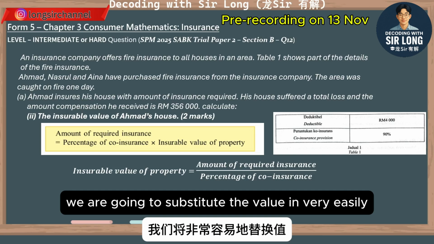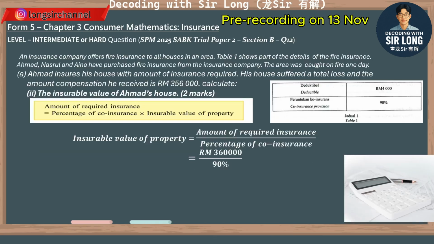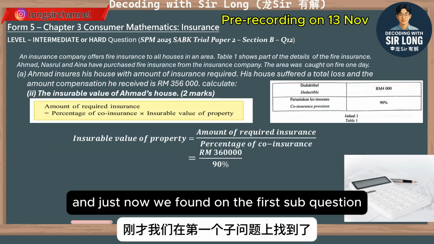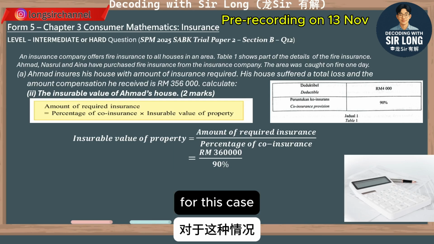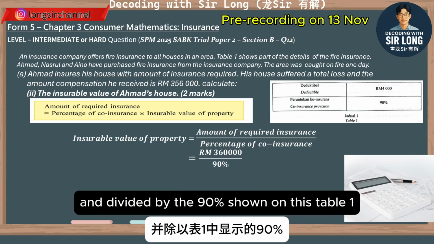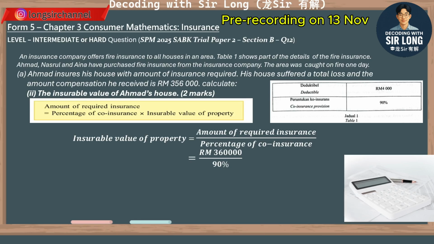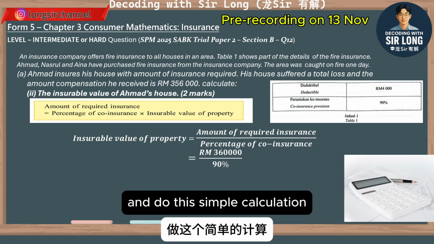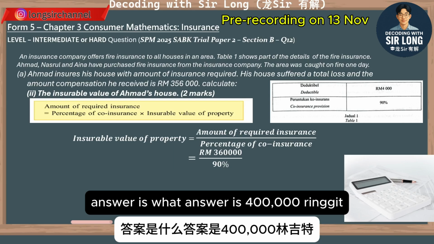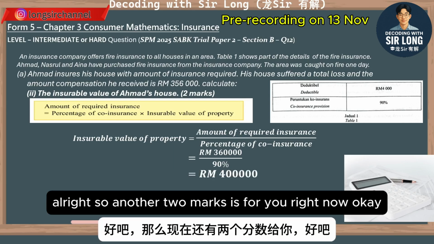Okay, then we are going to substitute the value in very easily. And just now we found in the first sub-question, the answer is 360,000 ringgit, right? And this is the amount of required insurance for this case, and divided by the 90% shown on this Table 1. And then please take out your calculator again and do this simple calculation. Answer is what? Answer is 400,000 ringgit. Alright, so another 2 marks is for you right now.